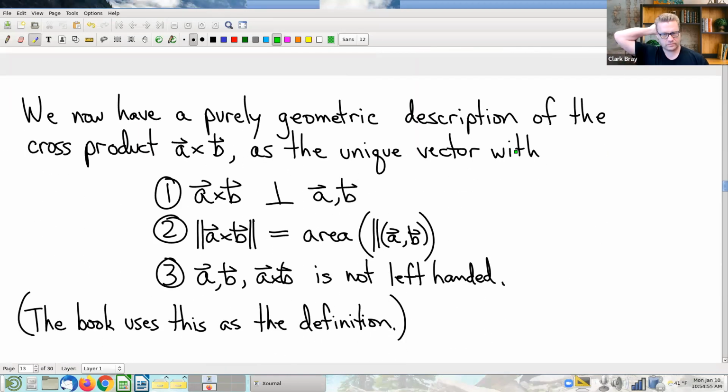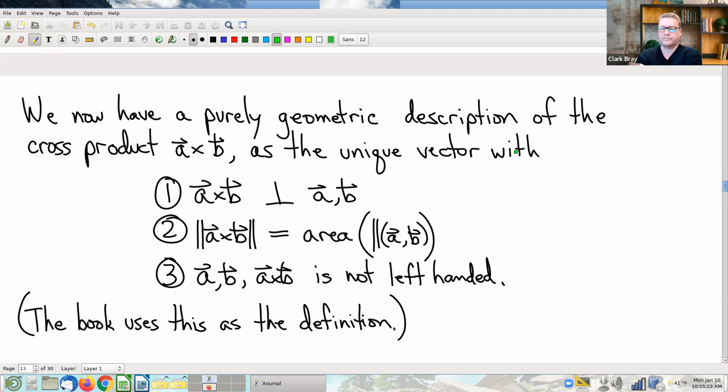Okay, so we've now proved all of the facts about cross product that the book takes as the definition. The book does it a different way. The book takes the geometry as the definition and then proves the formula. I'm starting with the formula and proving the geometry. So it's all equivalent. I think my way is more geometrically satisfying.